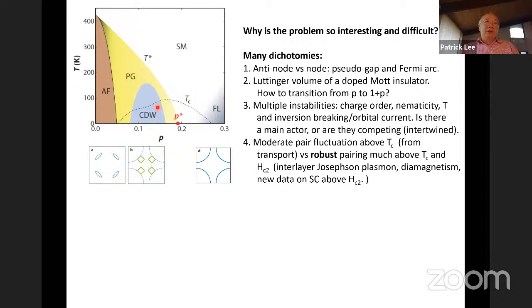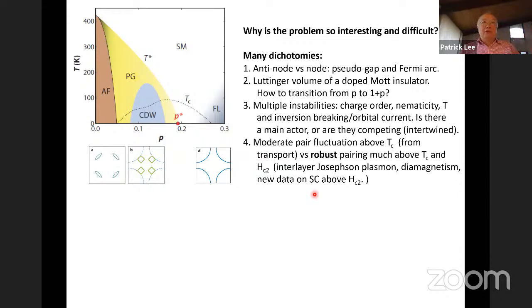On the other hand, experiments have shown that there is actually a very robust pairing, much above TC, up to maybe 200 Kelvin. And also much above HC2. So another feature of the pseudo-gap state is that it can be killed by relatively small magnetic fields. So HC2 is very small, maybe 22 Tesla. There are indications that actually there's a lot of pairing in this region. And the evidence comes from interlayer Josephson plasma. For example, in YBCO, there are bilayers. And there's evidence that up to 180 Kelvin, you can see something like a Josephson plasma oscillation in these bilayers. And that's possible only if you have pairing.